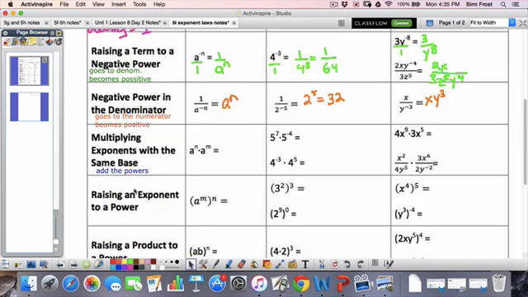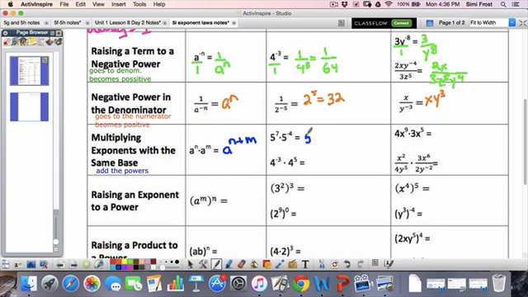Okay, multiplying powers with the same base. And the important words here are same base, so it has to be the same letter or same number. In that case, you're going to add the powers. So our powers here are n and m, so I would have to add the n and the m. Okay, so on this one here, we do have the same base, 5 and 5. So we're just going to take our powers and add them.